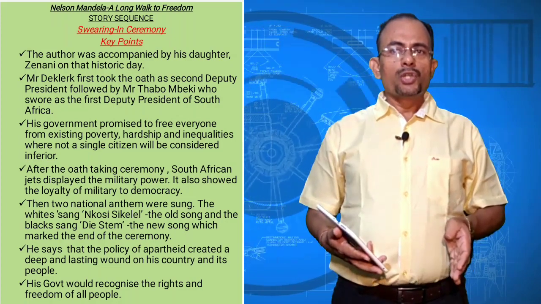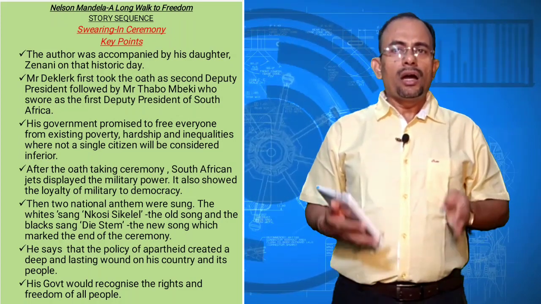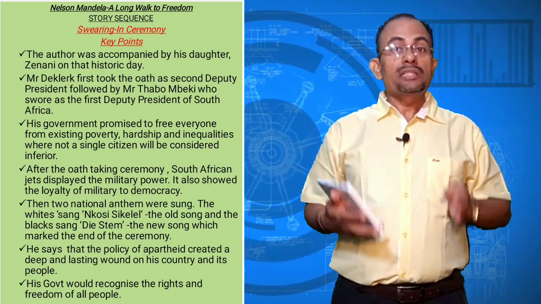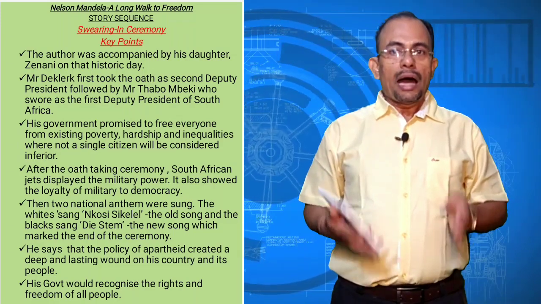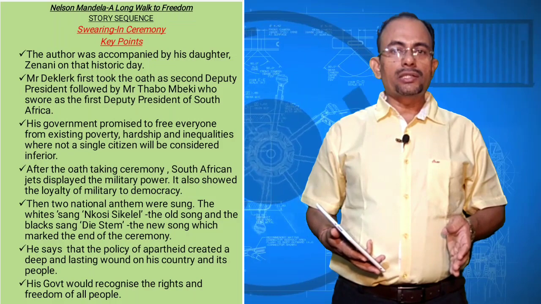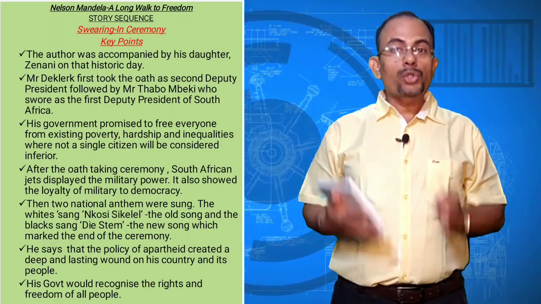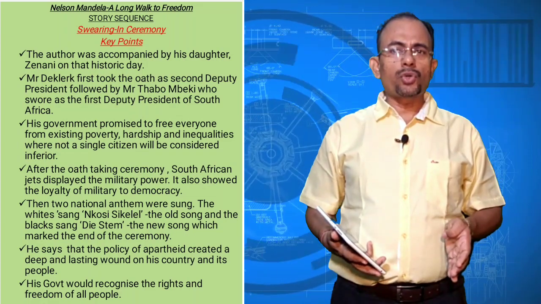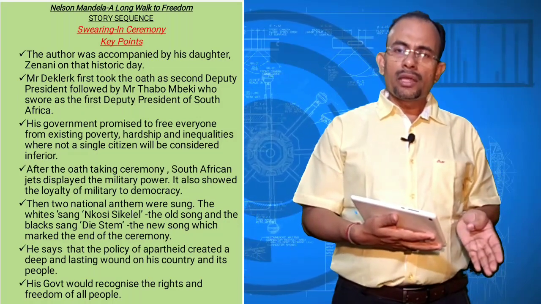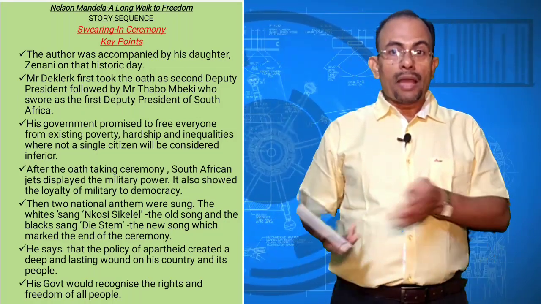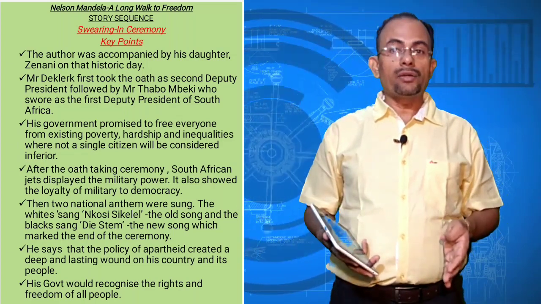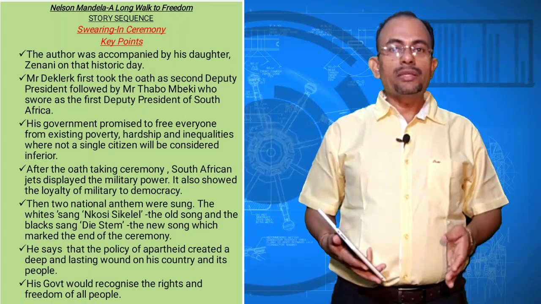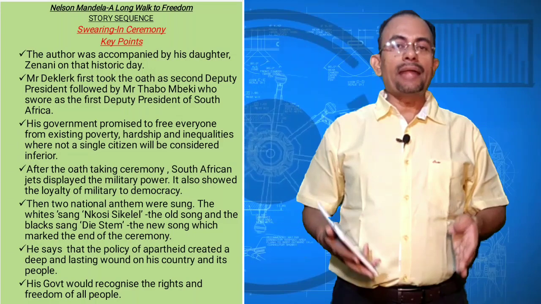His government promised to free everyone from existing poverty, hardships, and inequalities, where not a single individual or citizen will be considered inferior. After the oath-taking ceremony, South African jets displayed the military power. It also showed the loyalty of the military to democracy. The 2 national anthems were also sung. The whites sang their national anthem, the old song, and the blacks also sang the new song, which marked the end of the ceremony.